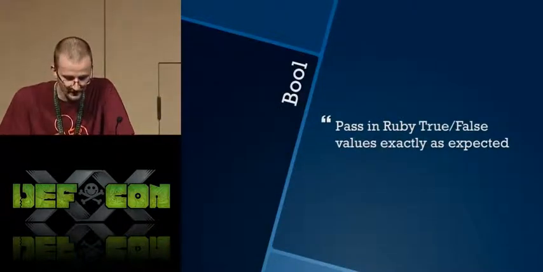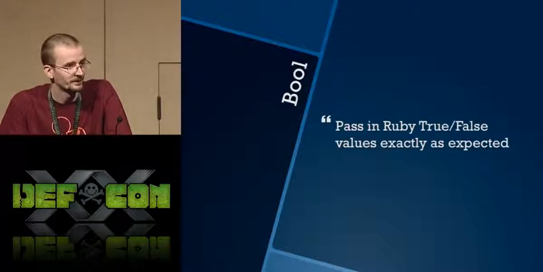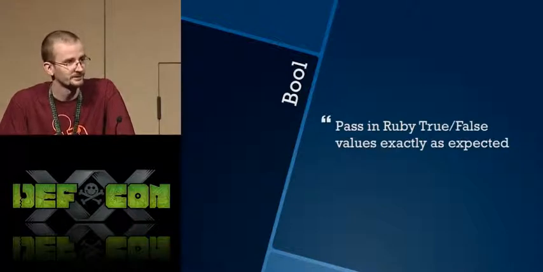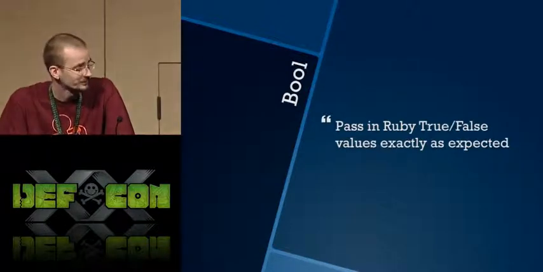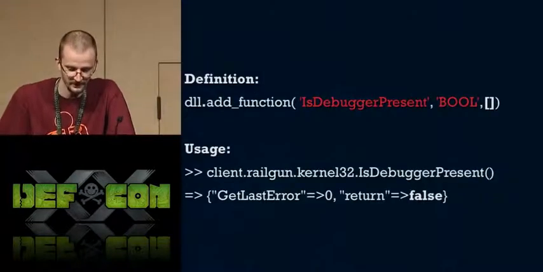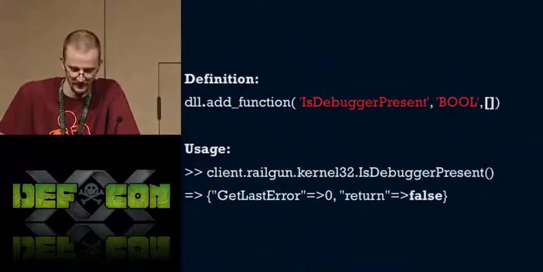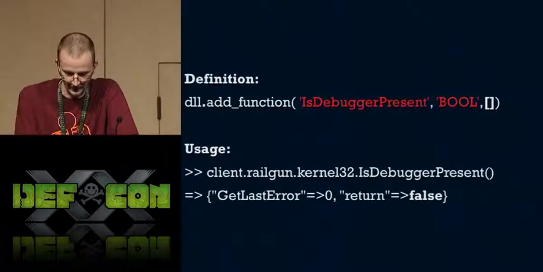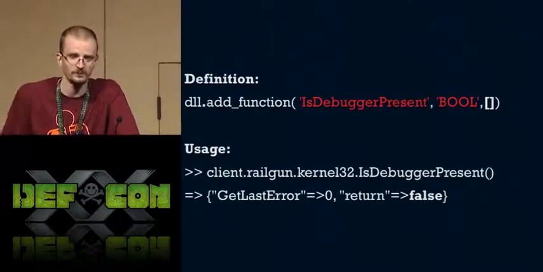Then we have a Boolean type. There's not much I can say about it. It does exactly what you think it does. So you just pass it a Boolean, a true or false in Ruby. And another example, here's the IsDebuggerPresent Windows API call, and it returns an actual false value.